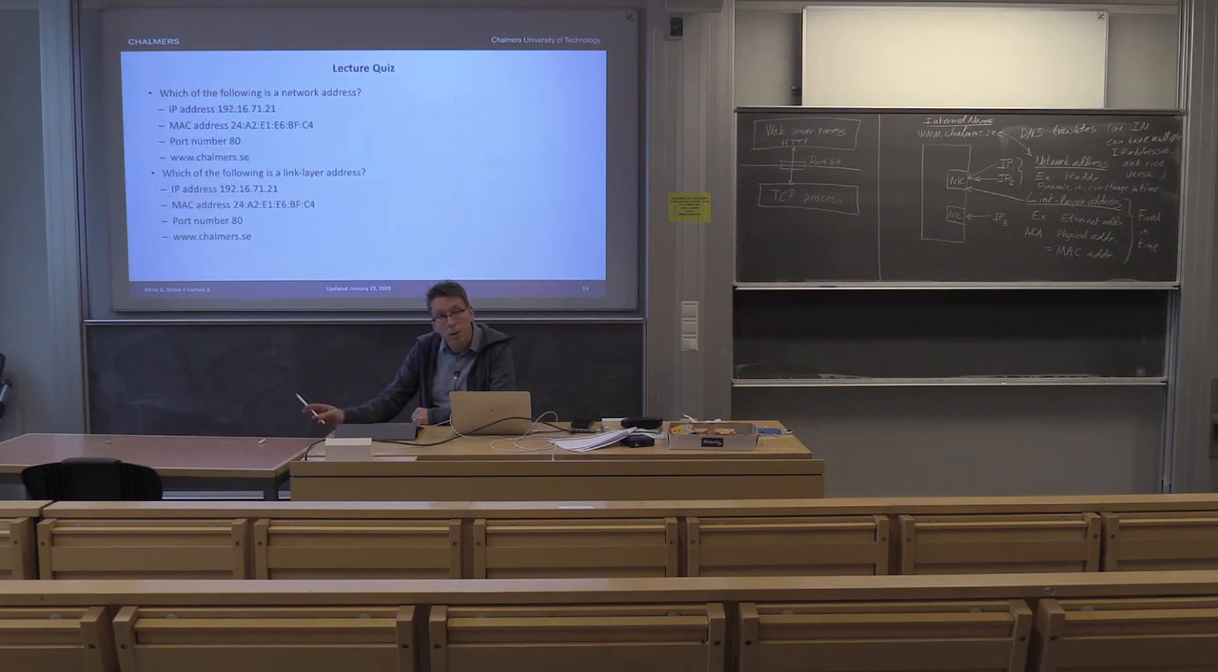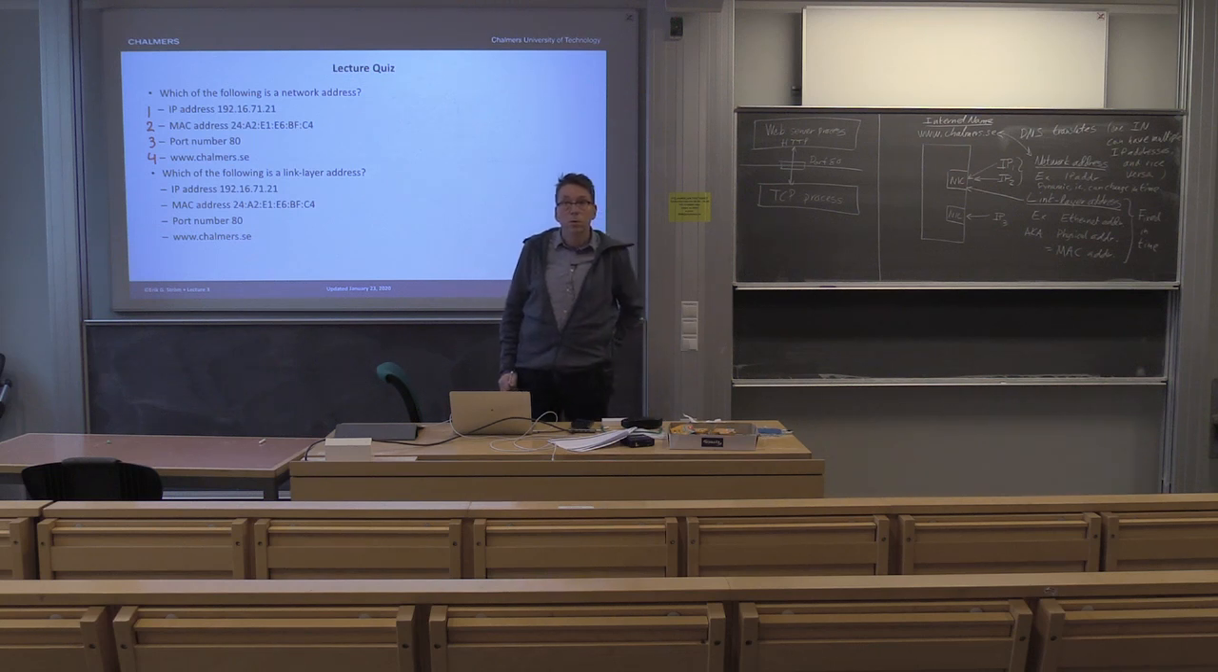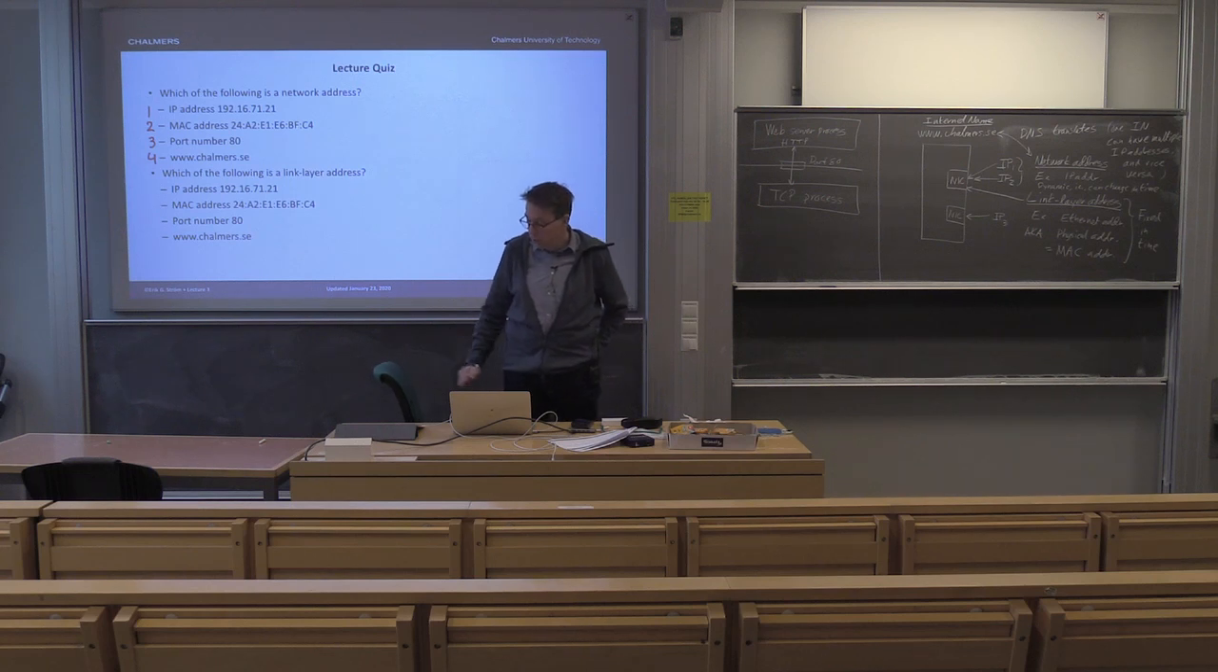Okay. So, small quiz to see whether we are on the same page. Which of the following is a network address? An IP address, a MAC address, or a port number, or this www.chalmers.sc. So, maybe I should do this. 1, 2, 3, 4. How many for 1? 2, 3, 4. It's correct, one is 1.